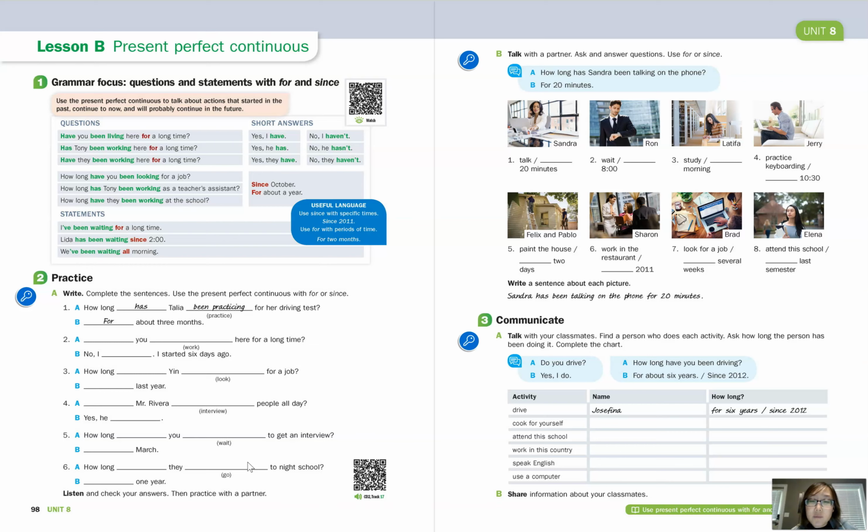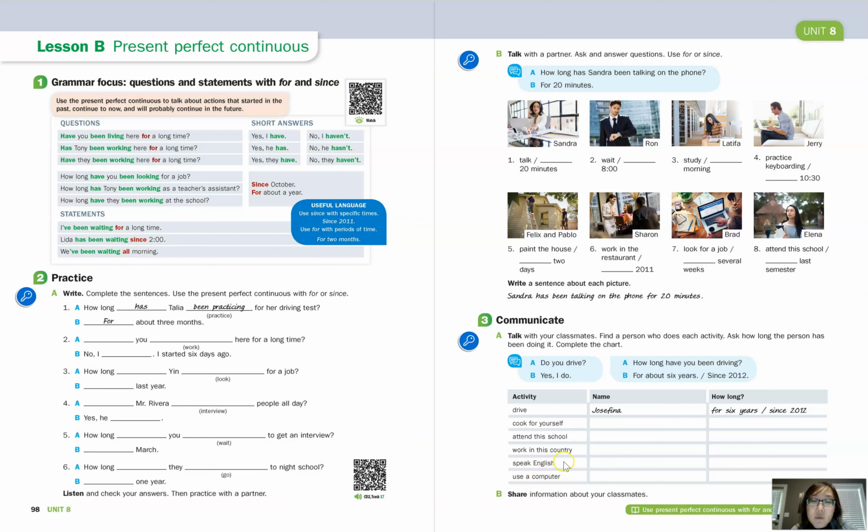Okay, so for the second activity, cook for yourself, we can ask, how long have you been cooking for yourself? Okay, and then the third activity, we can ask, how long have you been attending this school? Okay, and then the fourth activity, we can ask, how long have you been working in this country?